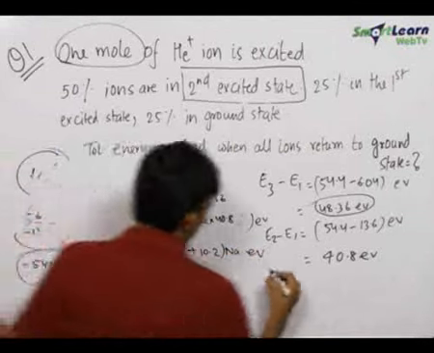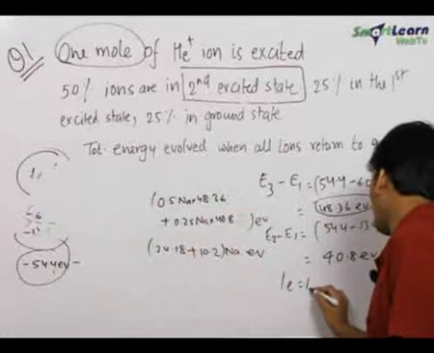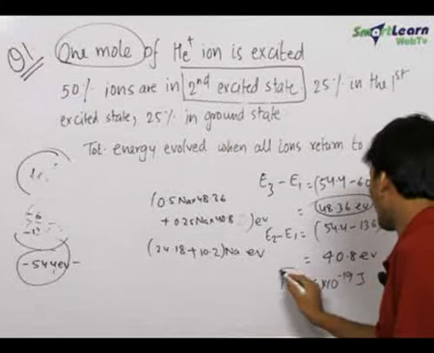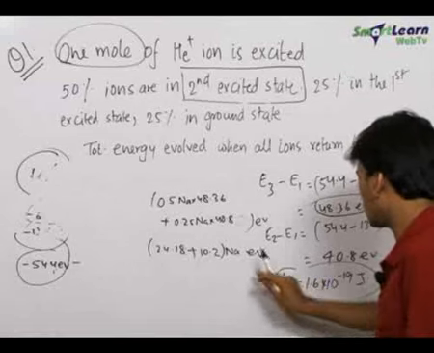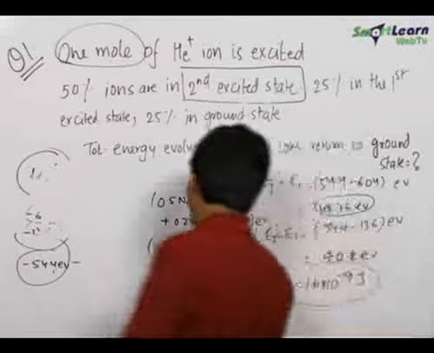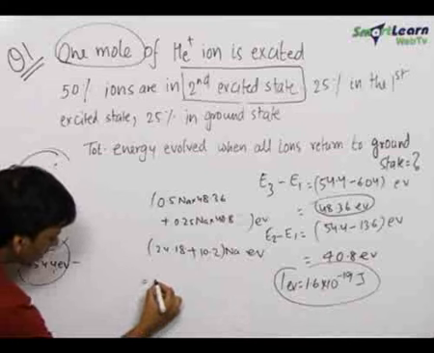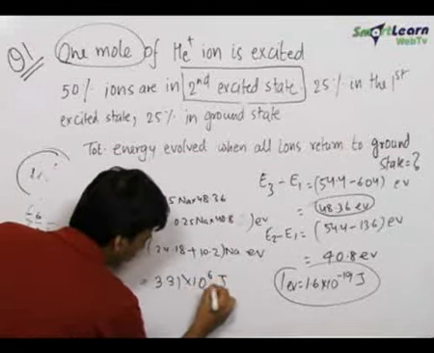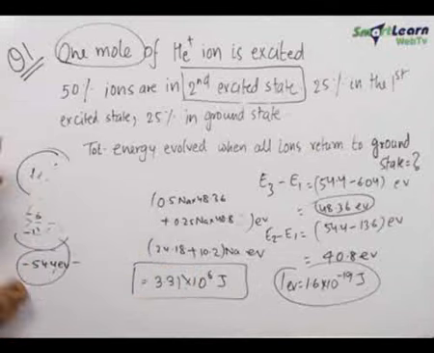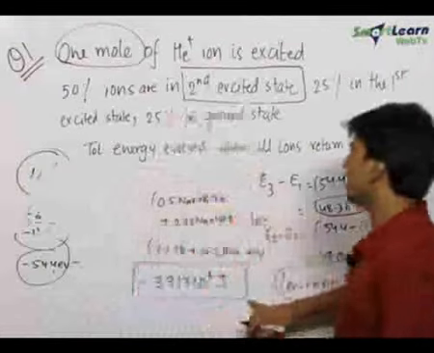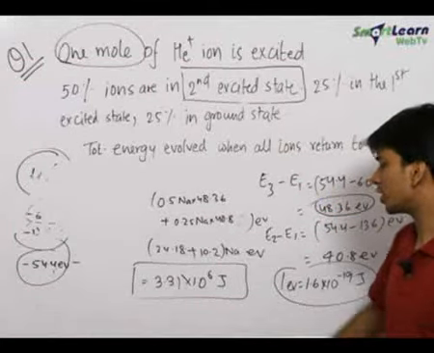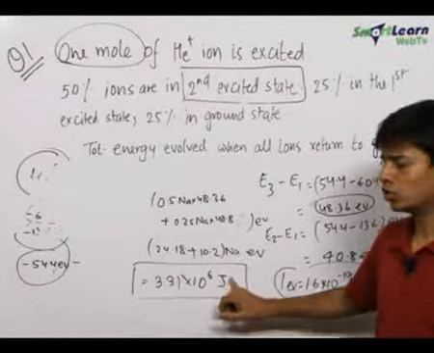Now 1 electron volt is equal to 1.6 into 10 raised to minus 19 joules. On substituting the value of 1 electron volt over here and Na over here, we get the final answer to be equal to 3.31 into 10 raised to the power 6 joules. So the final answer for the total energy evolved when all ions return to the ground state comes out to be equal to 3.31 into 10 raised to the power 6 joules.